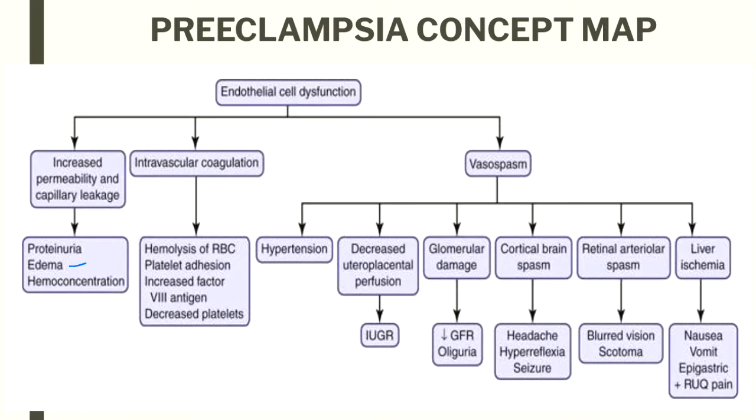The vasospasm that's also going to happen is going to cause liver ischemia. That's going to lead to the nausea, vomiting, and the epigastric pain. Okay, the retinal arterial spasm is going to happen. It's going to cause the blurred vision, but also blurred vision is going to come because of all the edema that's happening in her brain.